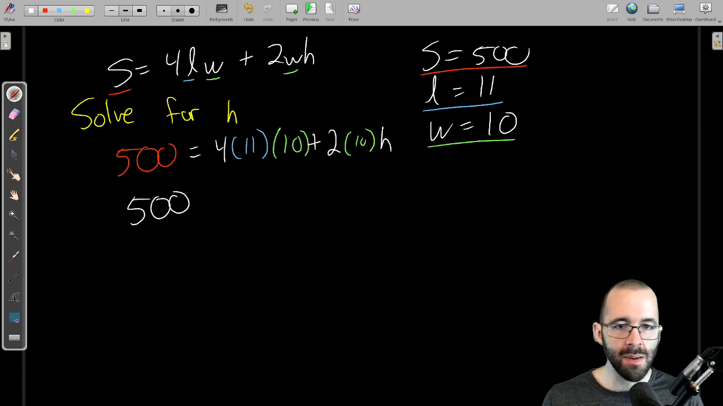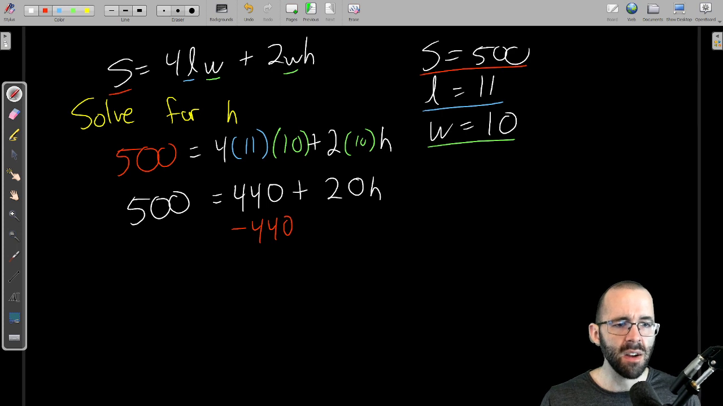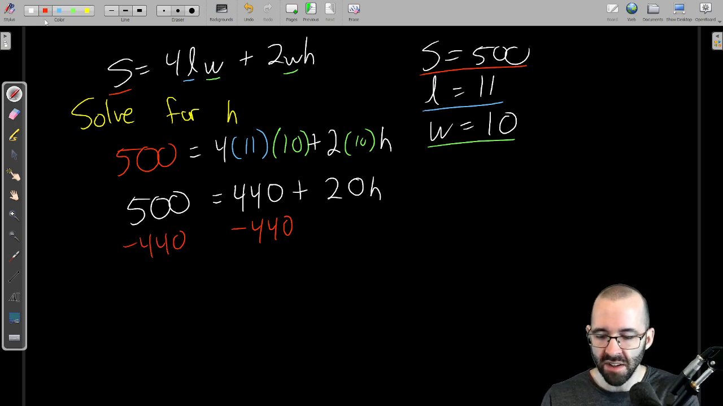So before worrying about solving, simplify each side. 4 times 11 times 10 is 440. 2 times 10 times H is 20 times H. We need to move the 440 over. I usually like the variable on the left, and you can do that. But it's fewer calculations here if we do it on the right. So subtract 440 to both sides.